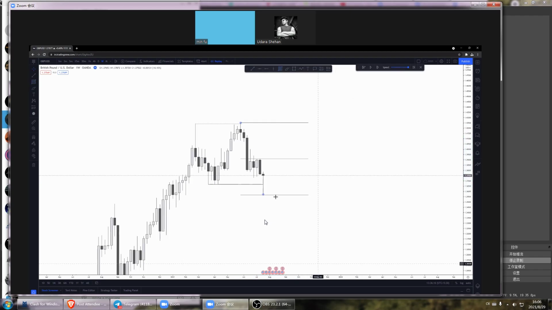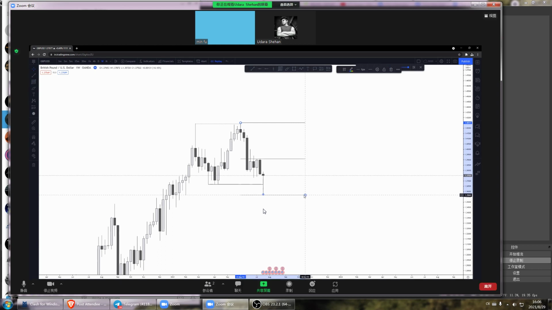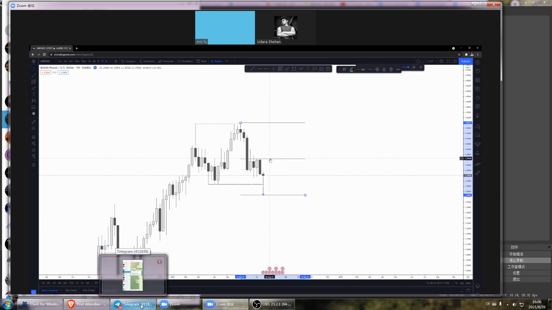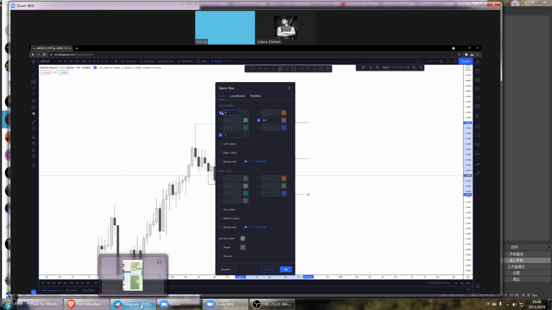We know that if price wants to sell back down, they have to go at least into a premium price before falling back down, at least into this equilibrium, before falling back down. So let's just remove this 0 and 1.